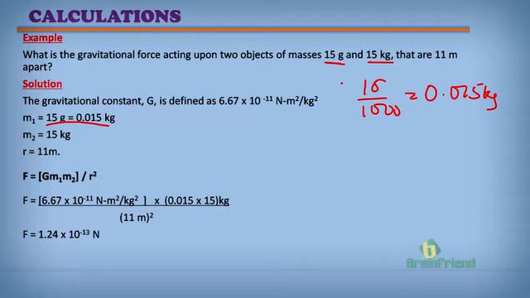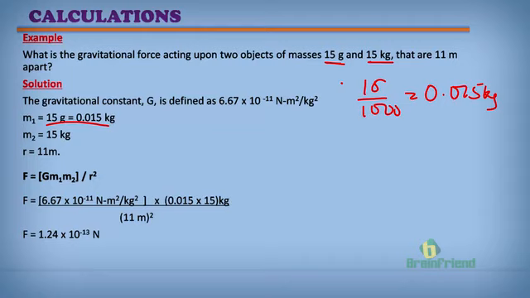Now, putting these values there, the force we're looking for is the G, which is 6.67 times 10 to the power minus 11, times the first mass M1, which has been converted to kilograms, 0.015, times the second mass, 15 kilograms, divided by 11 squared. Remember, the R is squared. And 11 squared is 121.